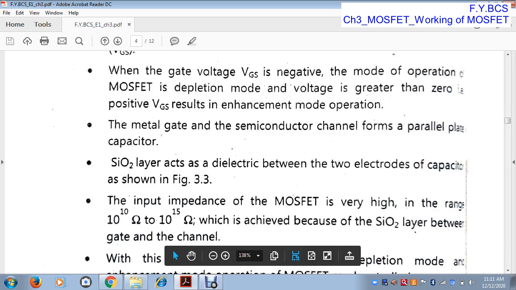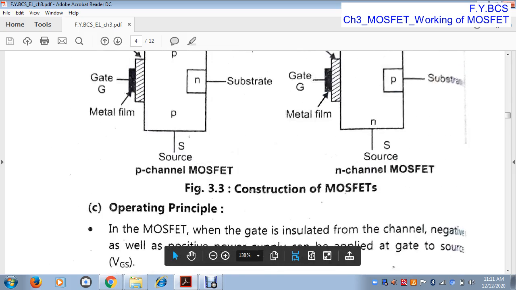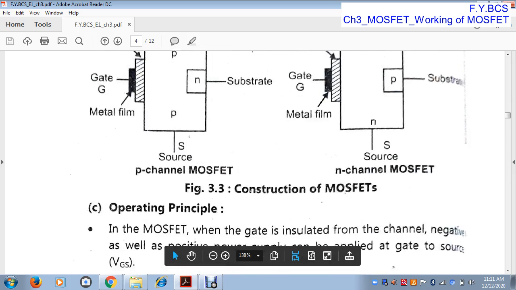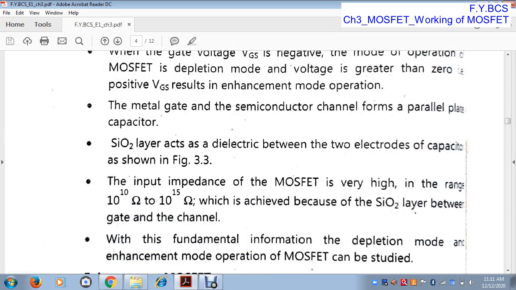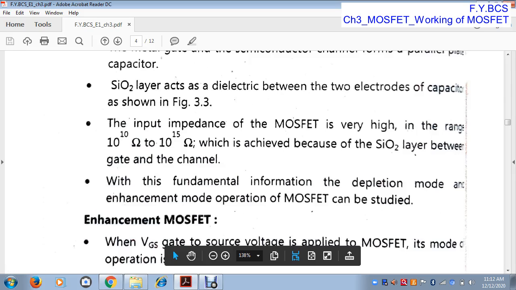So the input impedance of the MOSFET is very high as compared to the BJT because here we use a silicon dioxide layer as an insulating material. Because of that, the input impedance of the MOSFET is in the range of 10 raised to 10 ohm to 10 raised to 15 ohm. With this fundamental information, the depletion mode and enhancement mode operation of a MOSFET can be studied.